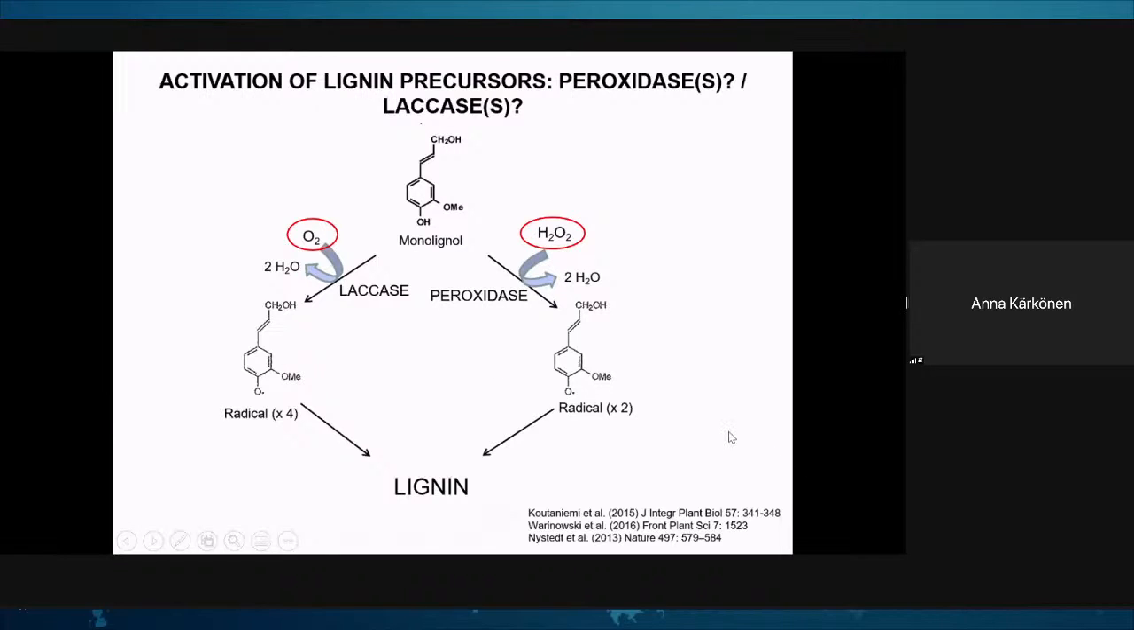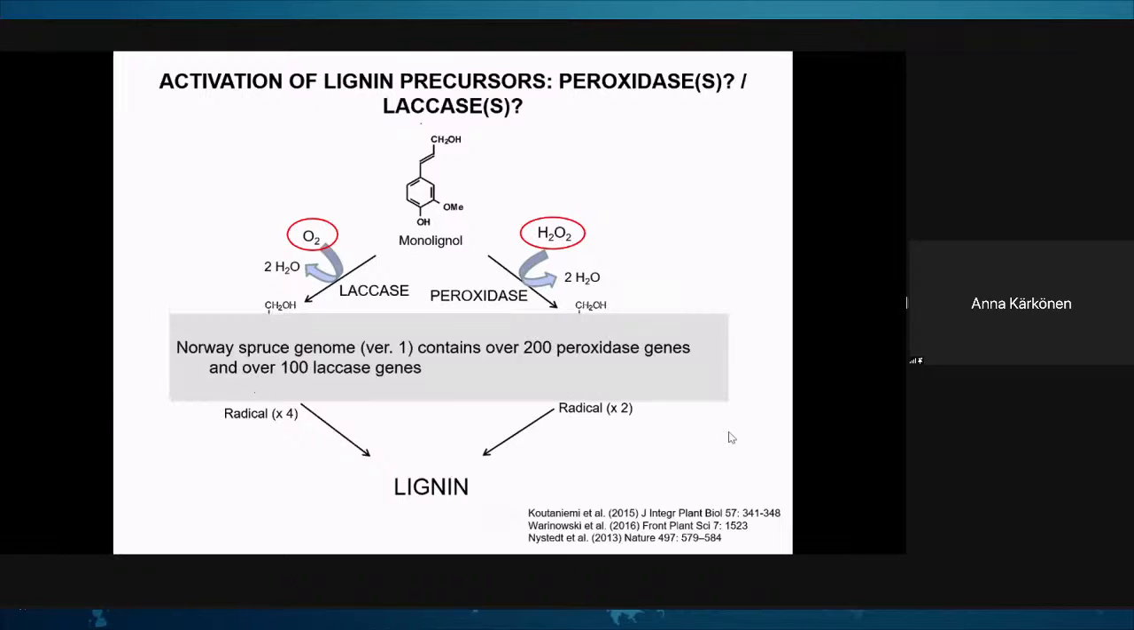When we started the studies of lignin biosynthesis in Norway spruce, of course, the idea was to characterize whether there is a specific laccase or specific peroxidase that is involved in lignin biosynthesis. But actually, there is a huge number of peroxidases and laccases in Norway spruce. The Norway spruce genome, the version 1 that is now available, contains over 200 peroxidase gene models and over 100 laccase gene models. And many of them are present in the cell wall.